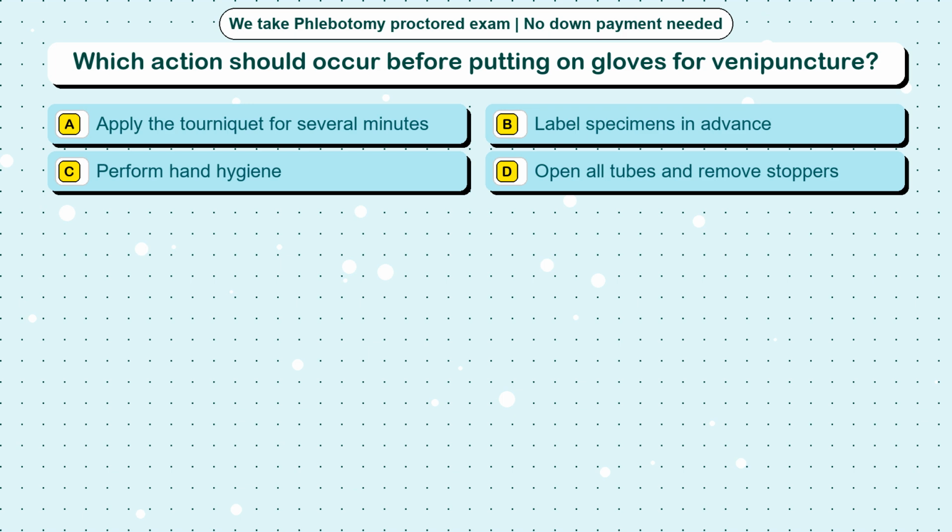Question 89. Which action should occur before putting on gloves for venipuncture? Option A, apply the tourniquet for several minutes. Option B, label specimens in advance. Option C, perform hand hygiene. Option D, open all tubes and remove stoppers.